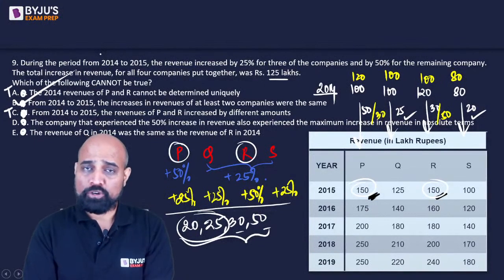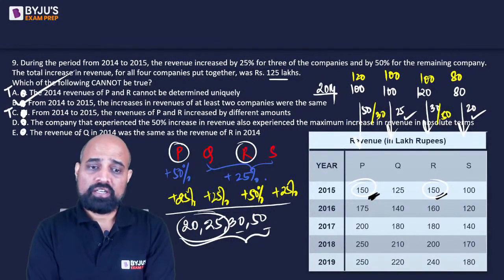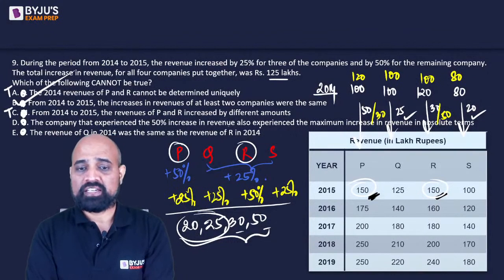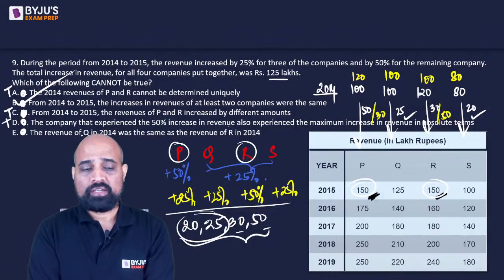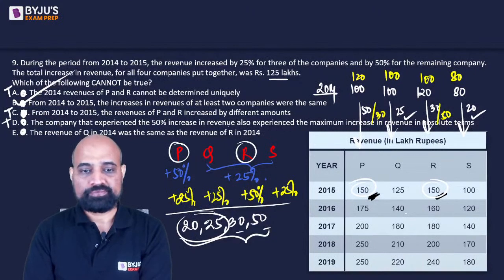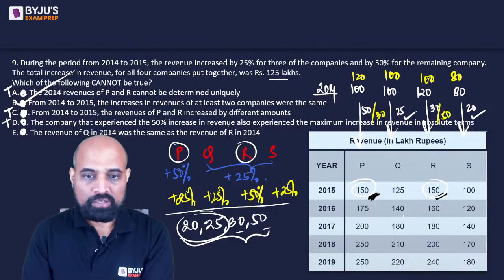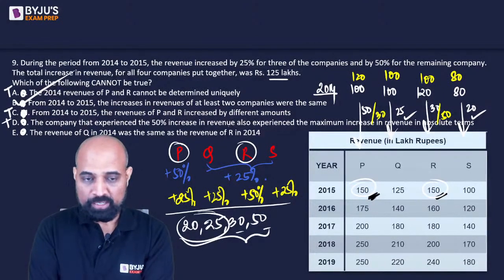If you want to be a little more confident, you can check the remaining options. The company that experienced the 50% increase in revenue also increased the maximum increase in revenue in absolute terms. True, 50 is the highest number. The revenue of Q in 2014 was same as the revenue of R in 2015. How much increase happened in 2015? Sorry, we are talking about 2014.